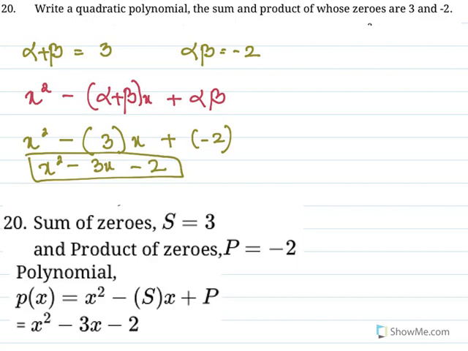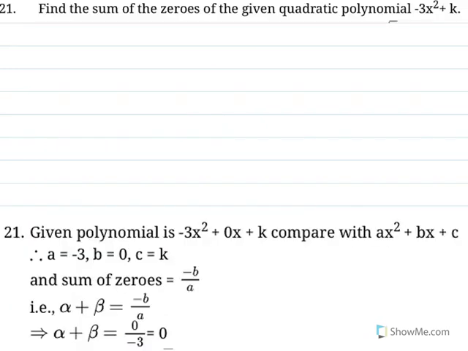And here again it's written the sum is 3, the product is minus 2, and here is the formula: x square minus sum plus product. On substituting we get this value. Find the sum of the zeros of the given quadratic. So we have p of x, the given quadratic is minus 3x square plus kx. Now if you notice, the quadratic has only 2 terms.